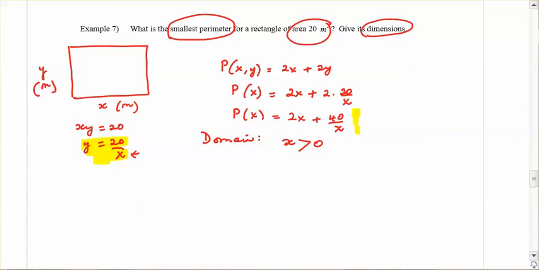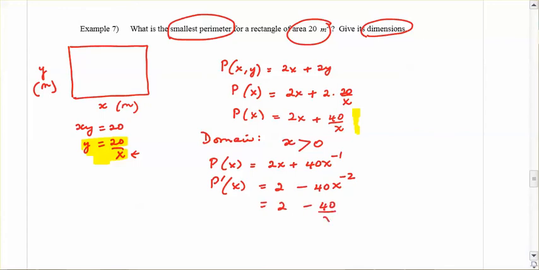So we need to find our critical points for P, which means I've got to differentiate P of x. Before I differentiate it, remember it often is helpful to rewrite the function. So I rewrite P of x. P prime of x is going to be 2 minus 40x to the negative 2. Let's rewrite that one more time, writing P prime as a single fraction, common denominator is x squared.